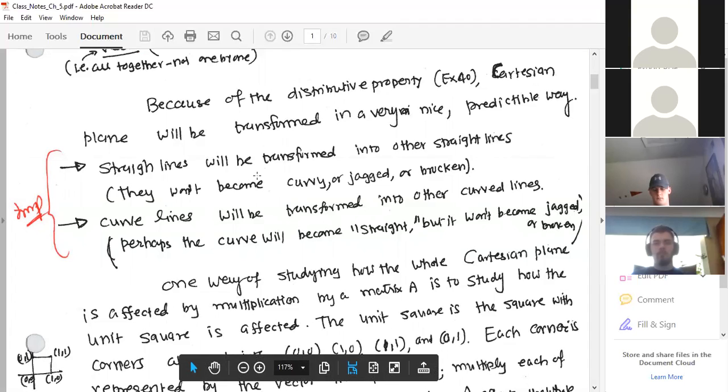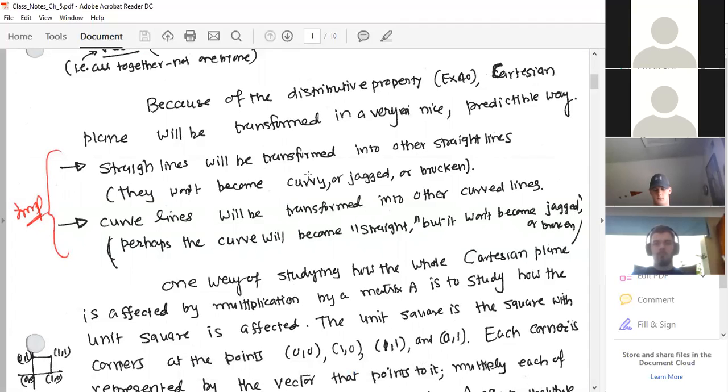So a straight line will always be transformed into other straight lines. They won't become a curvature or a broken line. Straight lines will be transformed into straight lines, but curves will be transformed into other curves. So line to line, curve to curve. Sometimes a curve becomes a straight line too, but it won't become a jagged or broken line.